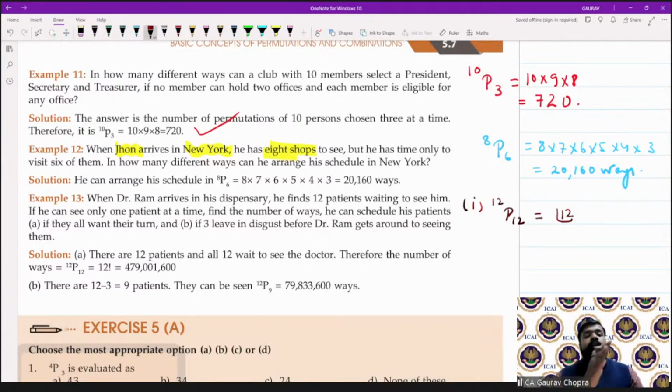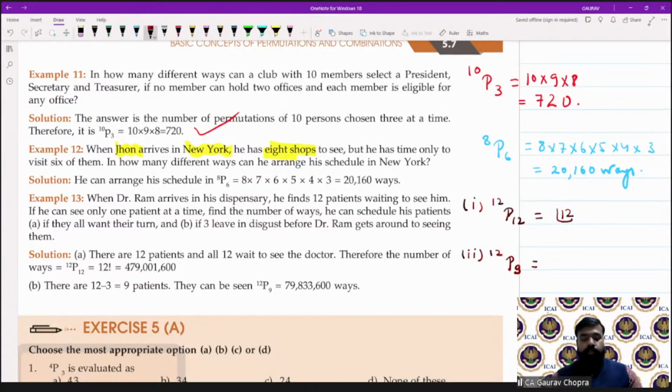That means 12 were waiting, but before the doctor came, 3 people left the place. That means only 9 are left now. So we have to arrange only 9 of them. So in the second case, it will be 12p9. So now we can easily solve them.